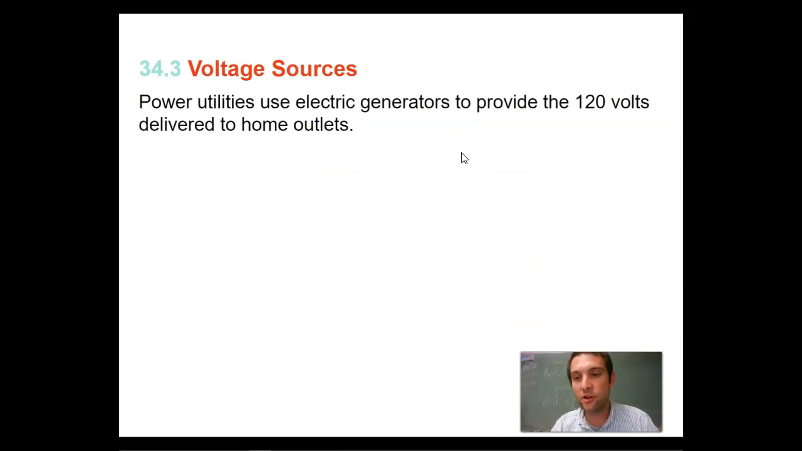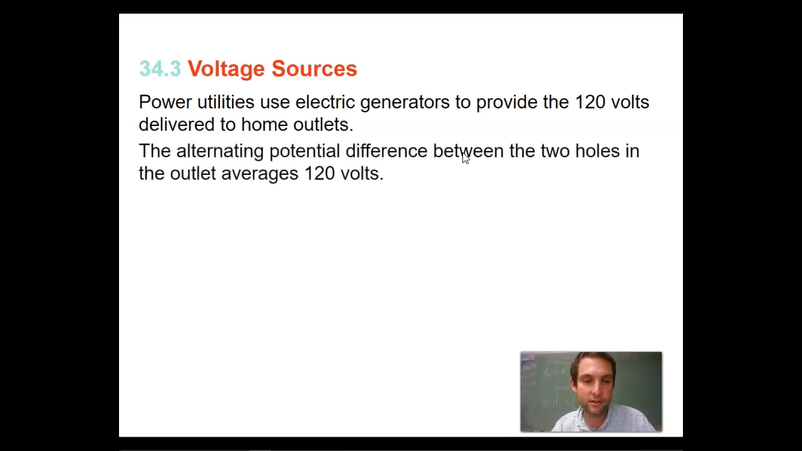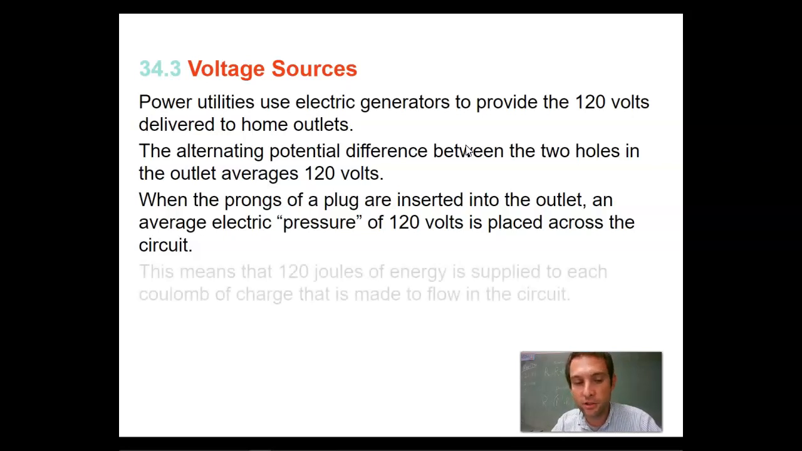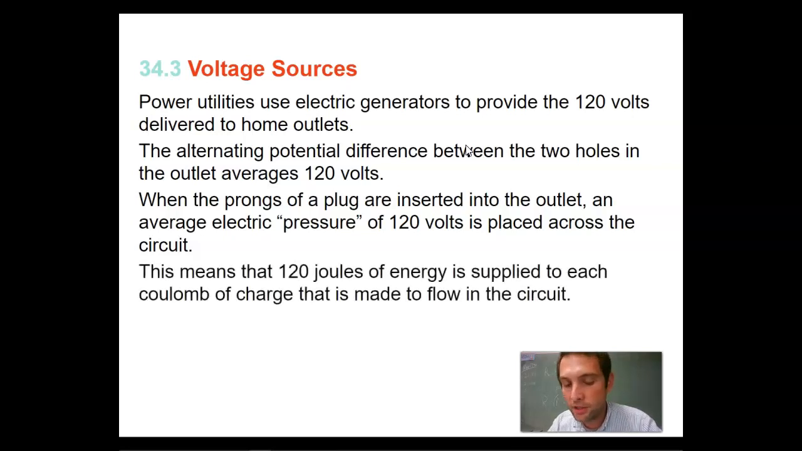Power utilities use electric generators to provide the 120 volts delivered to your house outlet. So you have 120 volts of potential difference. The alternating potential difference between the two holes in the outlet averages 120 volts. When the prongs of a plug are inserted into an outlet, the average electric pressure, voltage, of 120 volts is placed across the circuit. This means that 120 joules of energy are supplied to each coulomb of charge that's made to flow in the circuit.